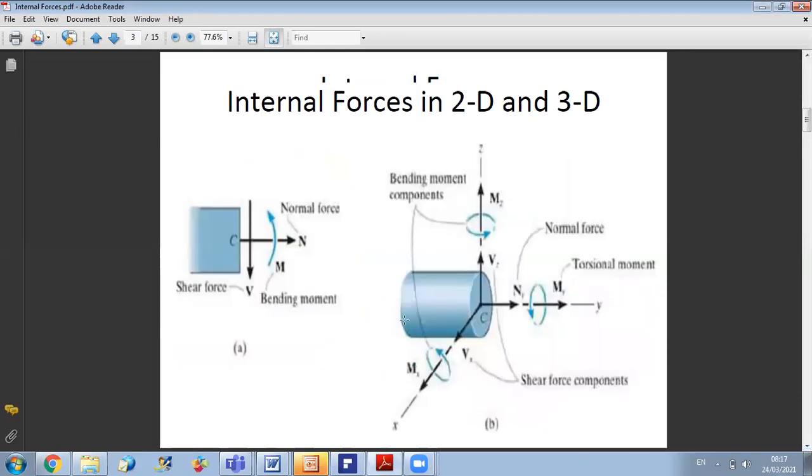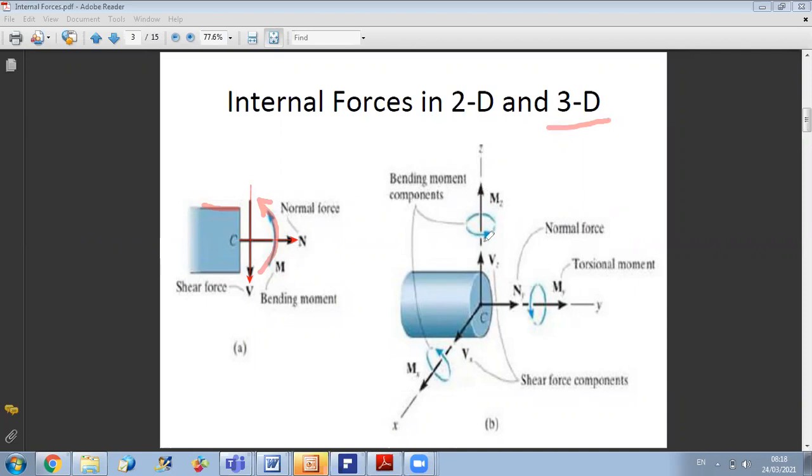Now, as we have seen together in 2D, for the internal forces and couple, we have the shear force, which is along the section plane. We have the normal force, which is perpendicular to the section plane, and we have the bending moment, which tends to compress the upper part. Okay. So this is in 2D. In 3D, it is more complex. In 3D, we have 3 forces and 3 couples at the section.